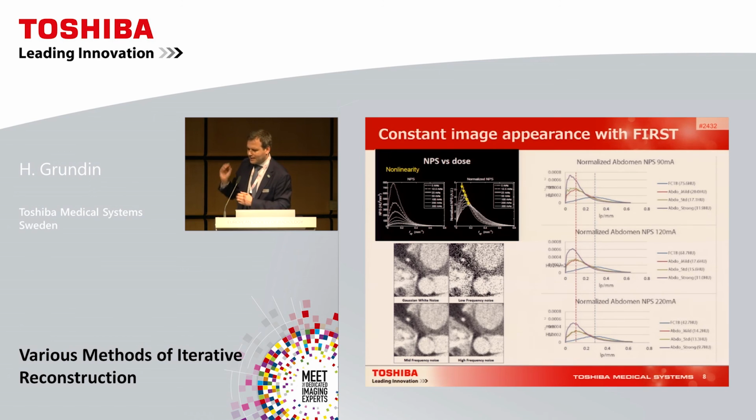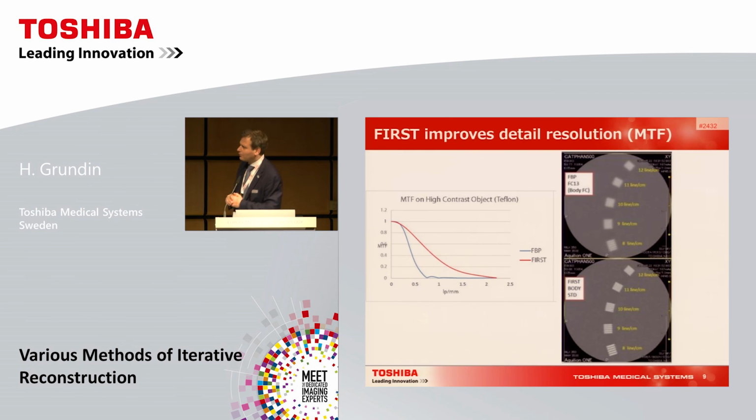And FIRST has a model incorporated that means that for the same regularization strength of FIRST, you will have the same peak frequency regardless of dose level. So the goal is to have the same image appearance regardless of dose level. And this is also measured spatial resolution with FIRST compared to filtered back projection, which is really the gold standard for spatial resolution. And you can see that with FIRST, we can even increase spatial resolution compared to filtered back projection, which is not the case, of course, with hybrid technologies.